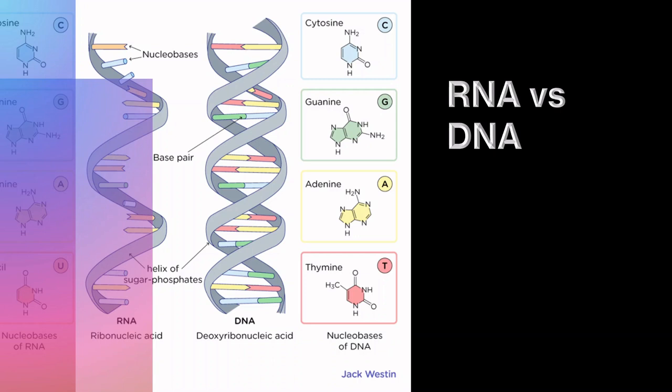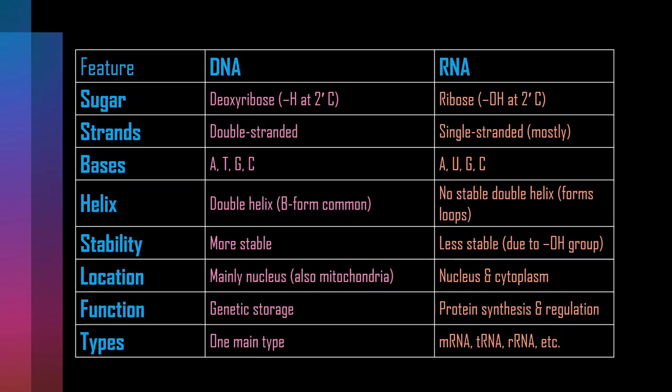Now let us have a small comparison between RNA and DNA. These are the key points. Sugar in DNA is deoxyribose. In RNA, it is ribose. Strands: double-stranded, single-stranded. Bases: ATGC, here AUGC. Helix: double helix. No stable double helix in RNA. DNA is more stable than RNA. This is due to the presence of an OH group in RNA.